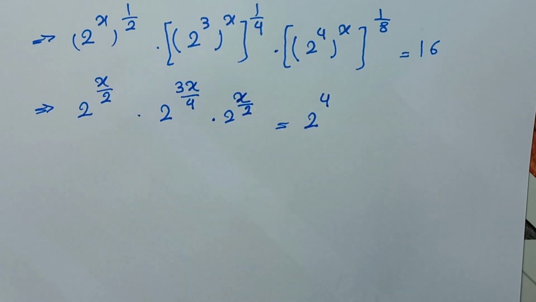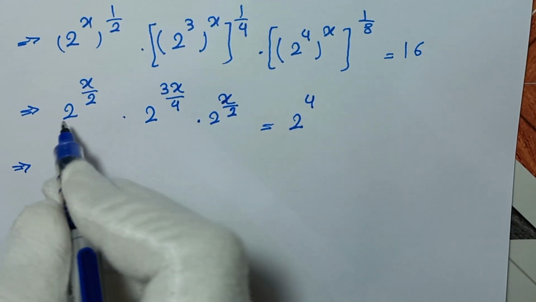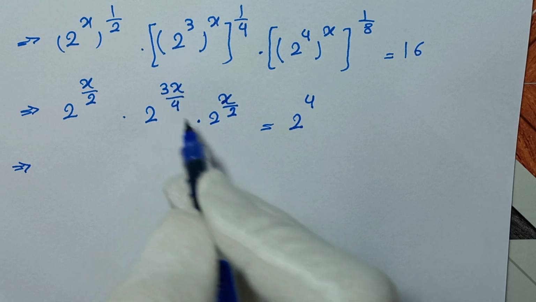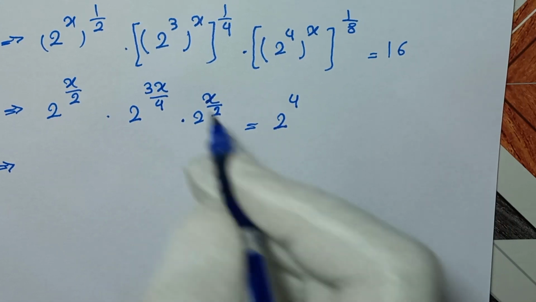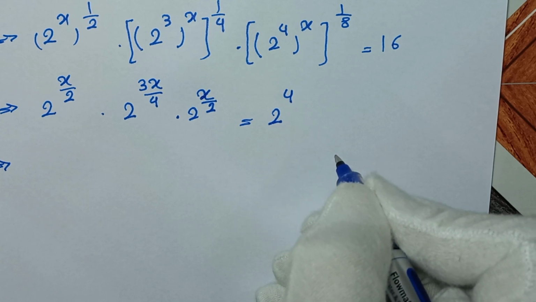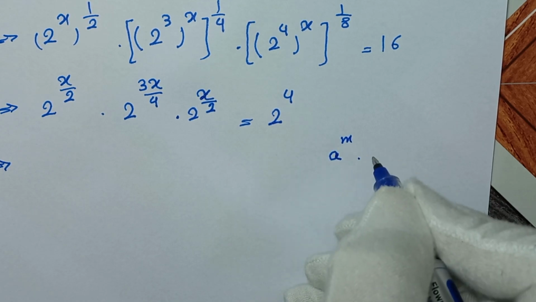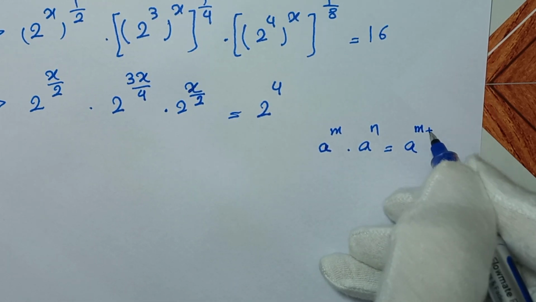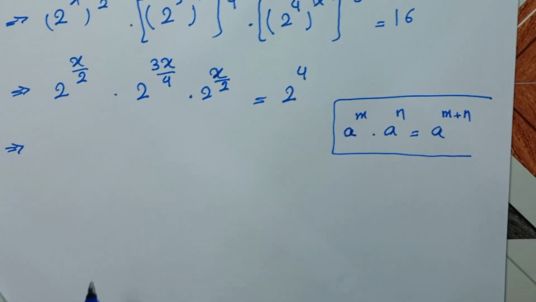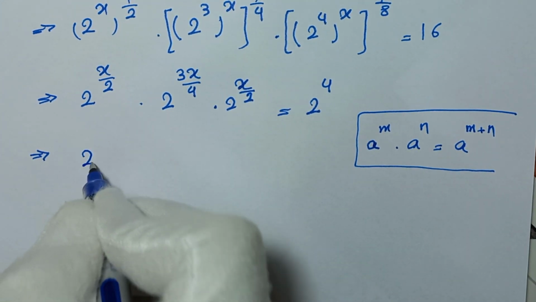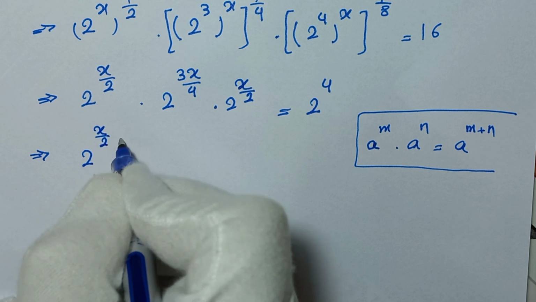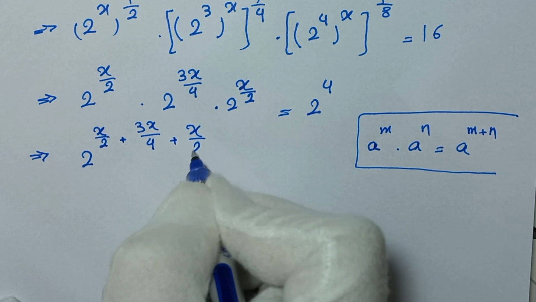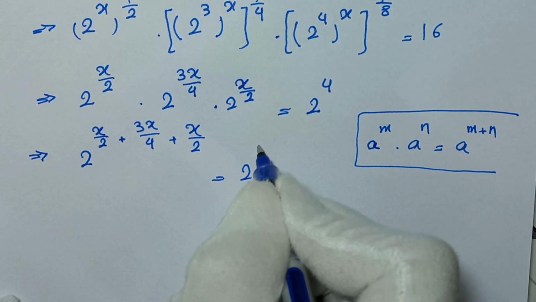So in the next step, we have 2 to the power of x over 2 times 2 to the power of 3x over 4 and times 2 to the power of x over 2. From the exponential rule, if we have a to the power of m times a to the power of n, we can write this as a to the power of m plus n. So we can write this as 2 to the power of x over 2 plus 3x over 4 plus x over 2, is equal to 2 to the power of 4.